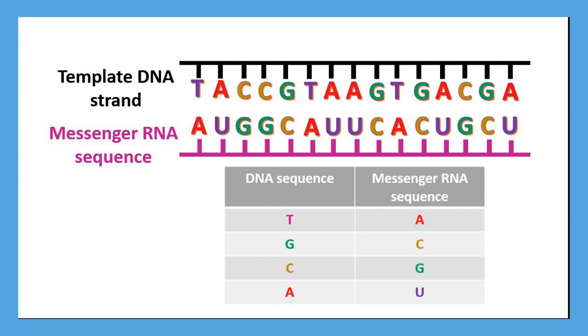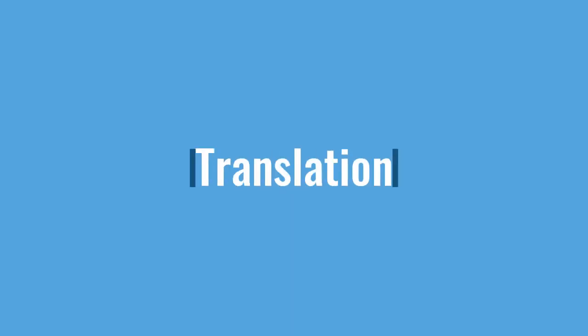The answer. If you didn't get it right, don't worry. So the T's in the DNA template equal A in the messenger sequence. The A's in the DNA template equal U in the messenger sequence. C in the DNA template equals G in the messenger sequence, while G in the DNA template equals C in the messenger sequence. So now we understand how the DNA code is converted into a messenger sequence.